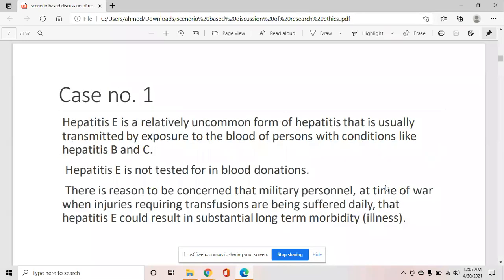Case number one. Hepatitis E is a relatively uncommon form of hepatitis that is usually transmitted by exposure to the blood of a person with conditions like hepatitis B and C. Hepatitis E is not tested for in blood donation. There is reason to be concerned that military personnel at the time of war, when injuries requiring transfusions are being suffered daily, that hepatitis could result in substantial long-term morbidity or illness.